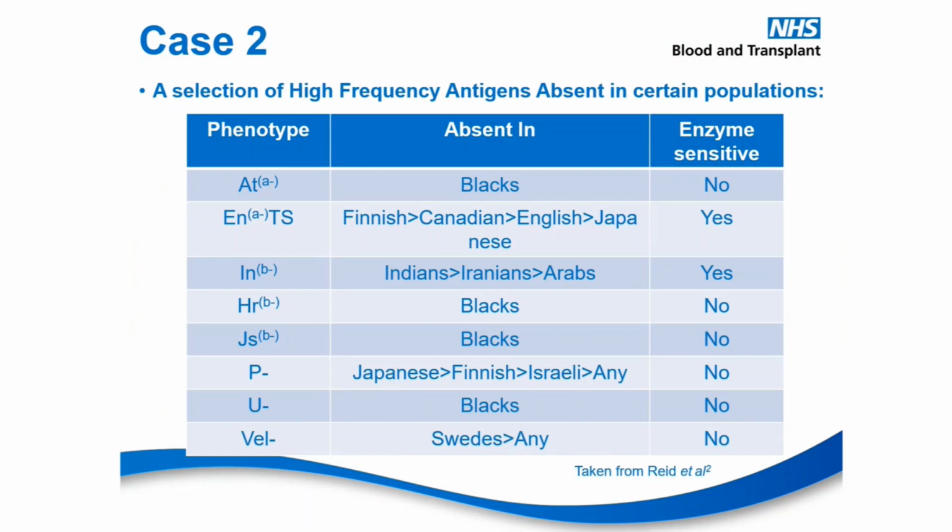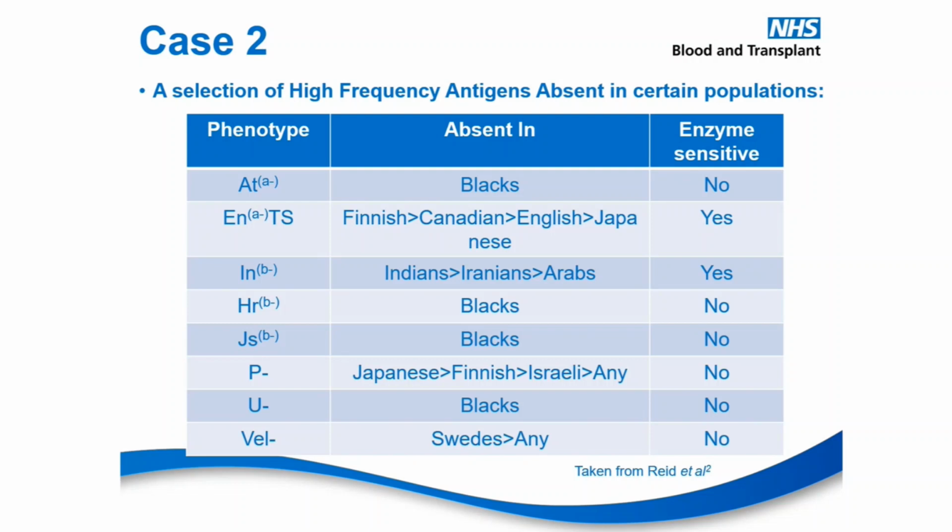So this is just a selection of high frequency antigens that are absent in certain populations. So the Ata negative phenotype is more common in black populations. The Ena negative types are Finnish, then Canadian, then English to Japanese. It just gives you an indication that some of these high frequency negative phenotypes are more common in certain populations. So it can point as an indicator.